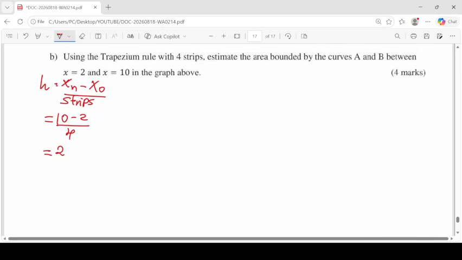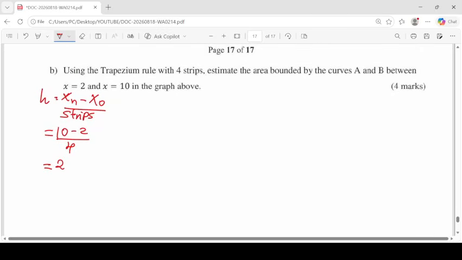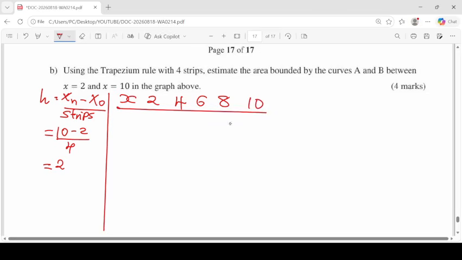So when you are told between x equals 2 and 10, this means we are going to make an x table. x will move from 2. The interval is 2, so 2 plus 2 goes to 4, then 6, then 8, then finally 10. So in this case, I want just to have these ones here combined.